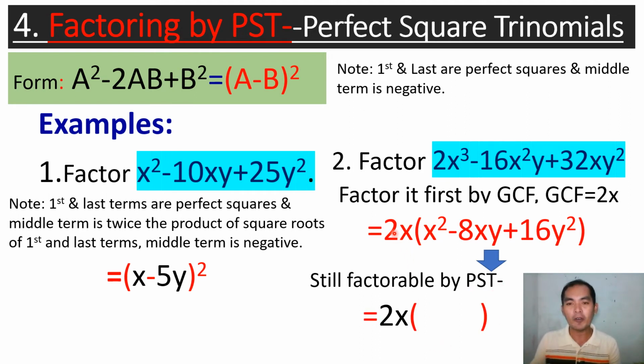So therefore, kukopyahin na yung nasa labas na 2x and we factor it na nasa loob. PST minus kasi first and last are perfect square. The middle term is negative kaya dapat lagyan mo na ng negative at may square na sa labas. Get the square root of the last and square root of the first. So we have 4xy times 2. The answer is the middle term, therefore factorable by PST negative. Ito na yung complete factored form of 2x cubed minus 16x squared y plus 32xy squared. So the complete factored form ay 2x times the square of x minus 4y.